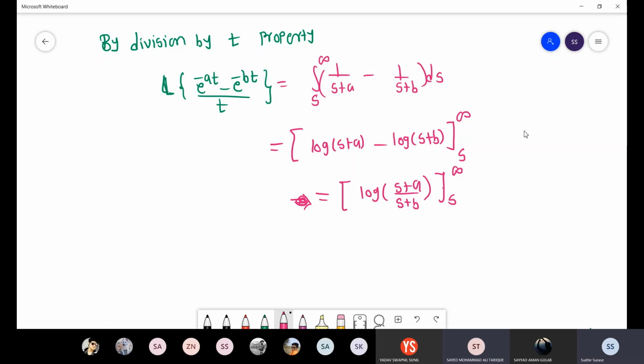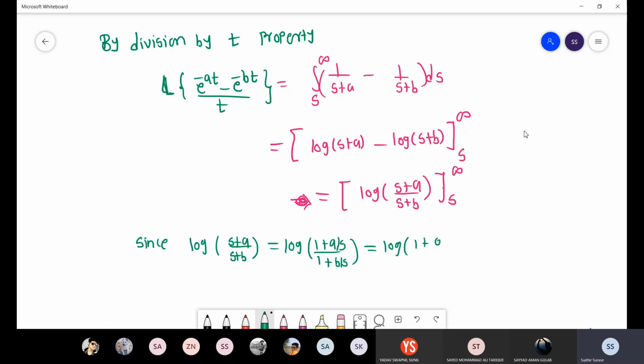Yes, correct, very good. So if you take s common, log of s plus a divided by s plus b is equal to log of 1 plus a by s over 1 plus b by s. And if I put s equal to infinity, this will become log of 1 plus 0 divided by 1 plus 0, and this will be log 1, but log 1 is equal to 0.